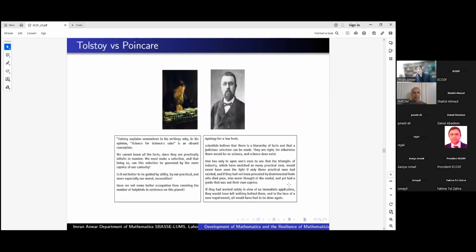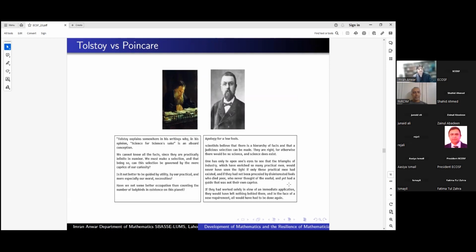Okay, there's always an important debate when it comes to mathematics. You have seen that people are studying mathematics from practical uses, from a philosophical point of view. So there is always a debate: what is more important, applied mathematics, or you can say the foundational or pure mathematics. So there was, I think, one of the leading Russian philosophers, Tolstoy.